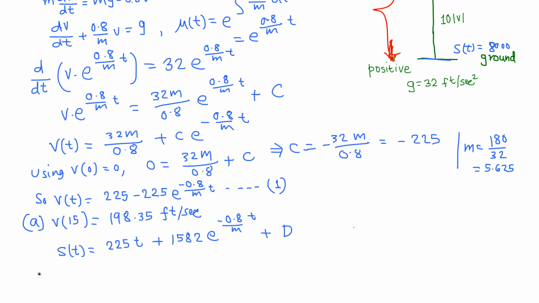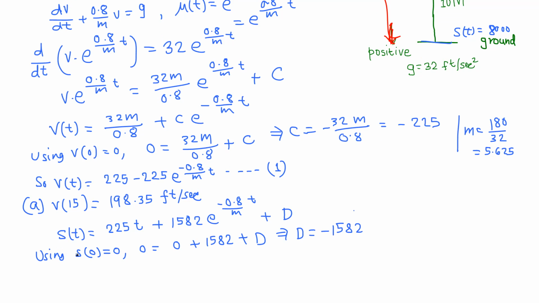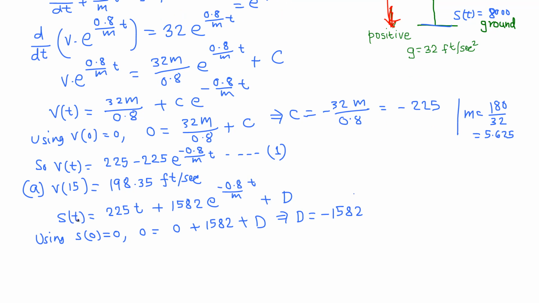Now use the initial velocity, initial height, and we are taking that as 0. So 0 equals 0 plus e raised to 0 is 1, so 1582 plus d. That means d equals, move this over, negative 1582. Now substitute here, then we get the position at any time, or height at any time, for the first 15 seconds, by the way.